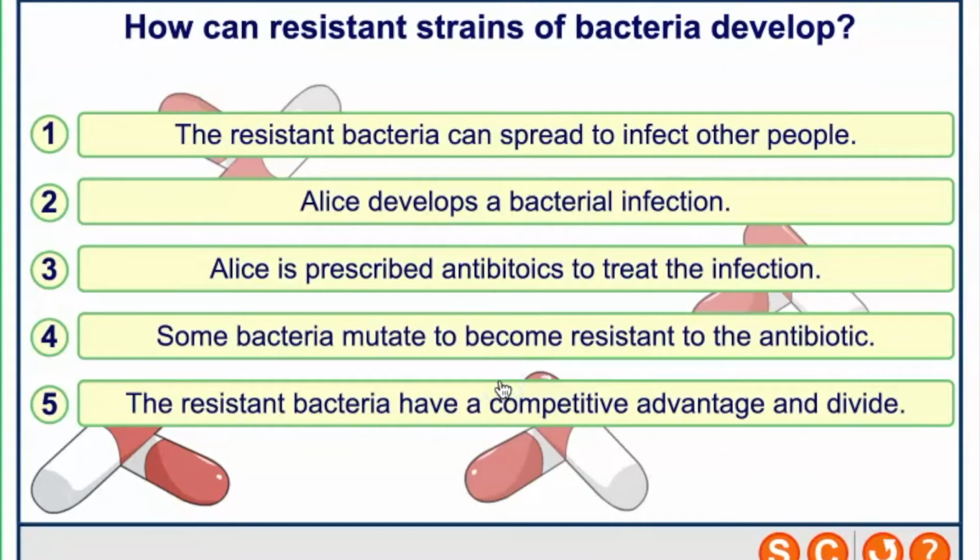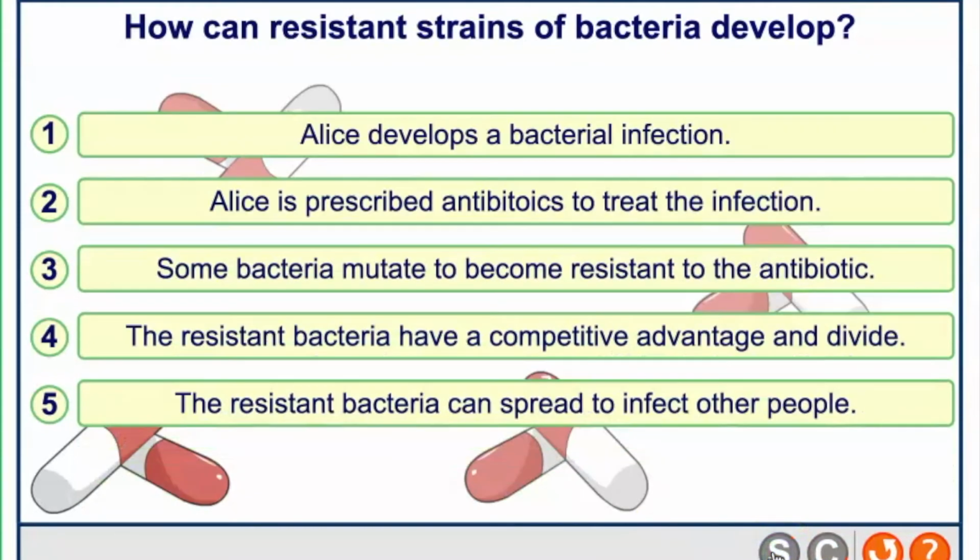So again, looking at the orders or stages of this antibiotic resistance and its development, using Alice as an example. Alice develops a bacterial infection. She's prescribed antibiotics to treat the infection. Some bacteria mutate to become resistant to the antibiotic. The resistant bacteria have a competitive advantage and they divide. And then the resistant bacteria can spread to infect other people.